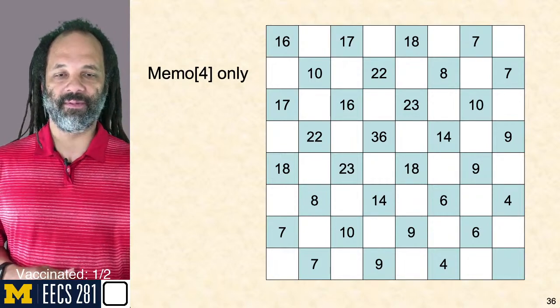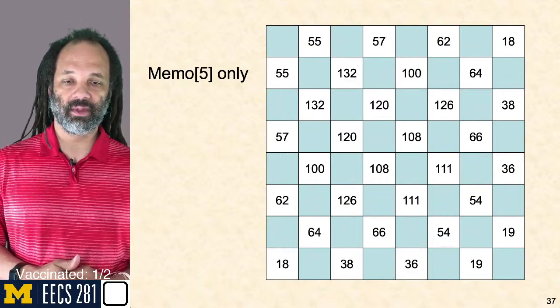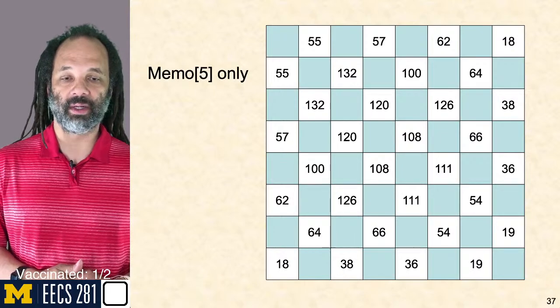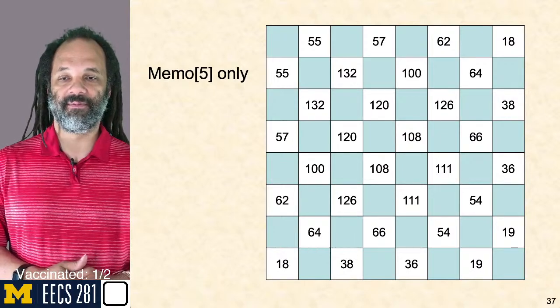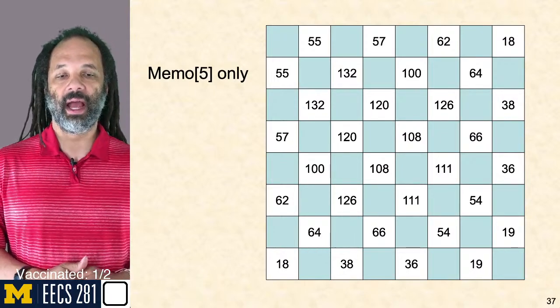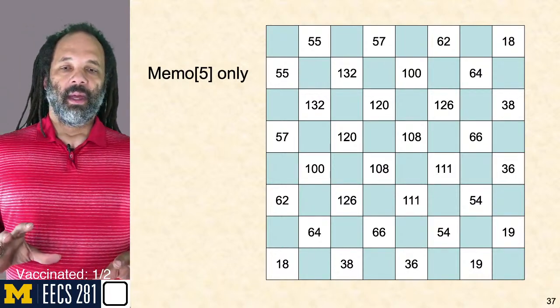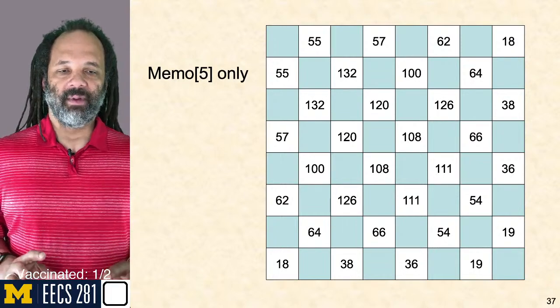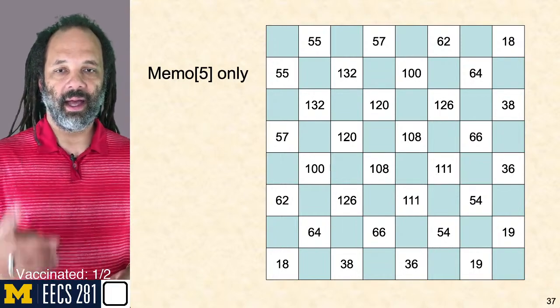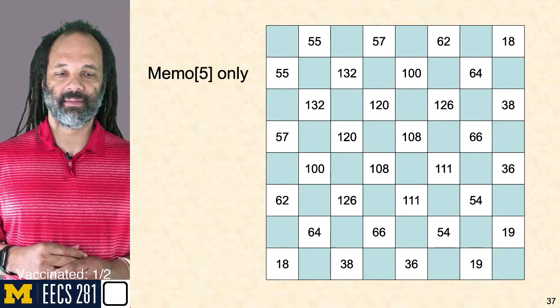I go to Memo 5. This fills in all of the white squares. This is the first time all of the white squares are filled, because after 5 moves starting in the top left corner, I can reach every white square on the board. What about Memo 6? Before we go to the slide, what's it going to be?